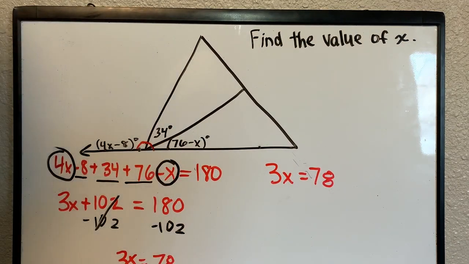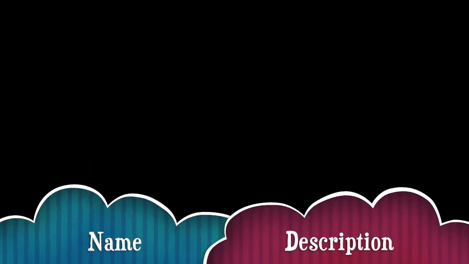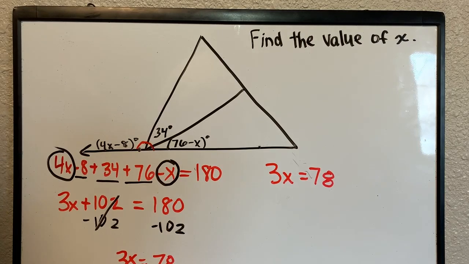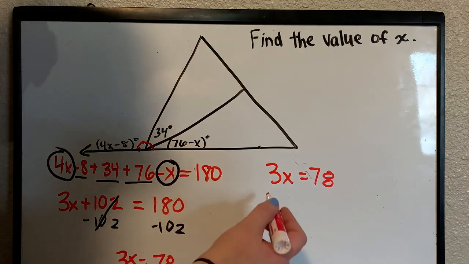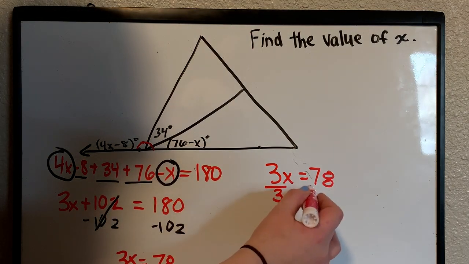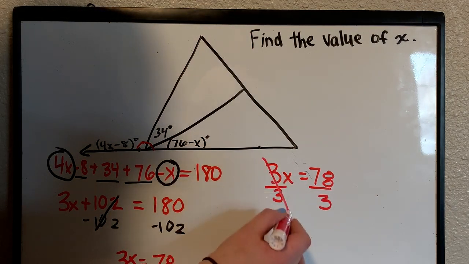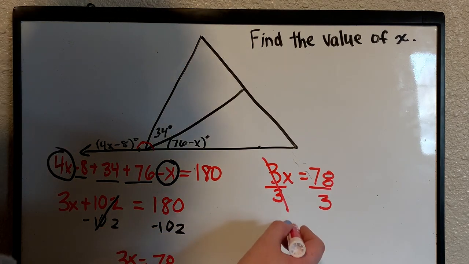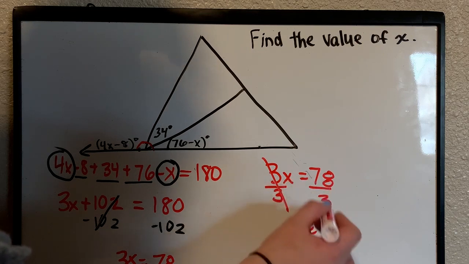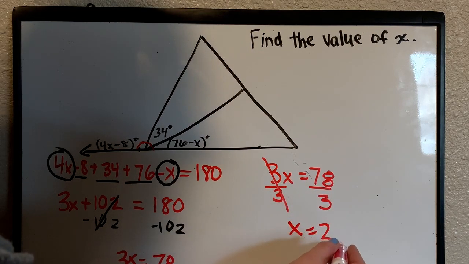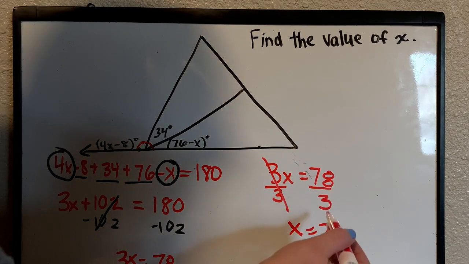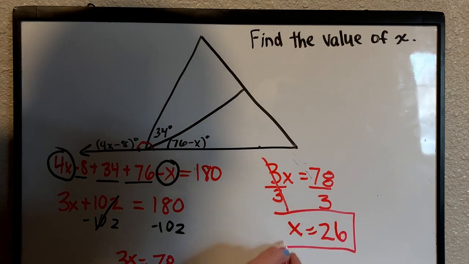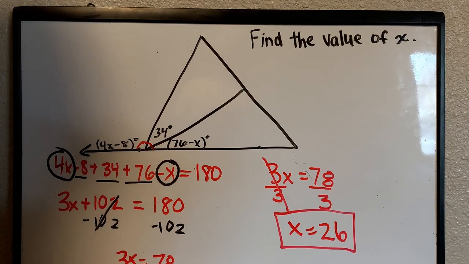Just so that we have enough room. My last step will be to divide both sides by 3. 3 over 3 is 1. So x is going to equal, 3 goes into 7 twice with 1 left over. 1 and 8 make 18. 3 goes into 18 6 times. So our x equals 26.